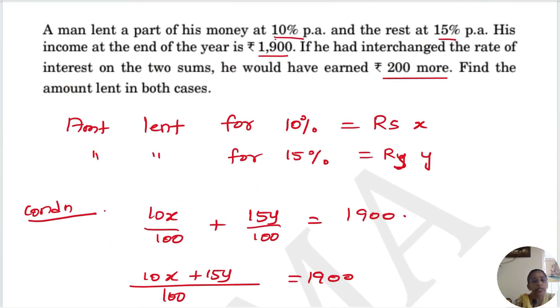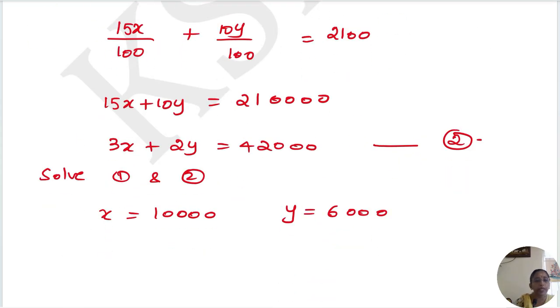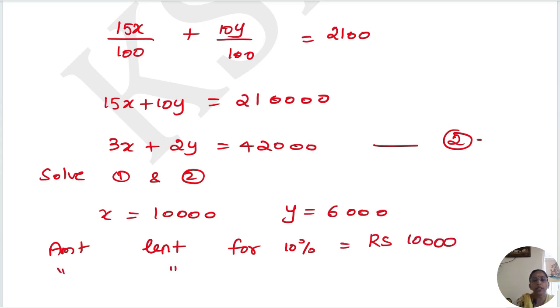So what is our x and y in our assumption? Amount lent at 10% interest is rupees x. So you can declare your answer properly. So amount lent at 10% is rupees 10,000, and amount lent at 15% is rupees 6,000.